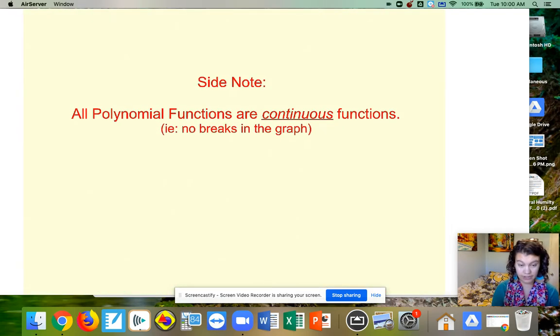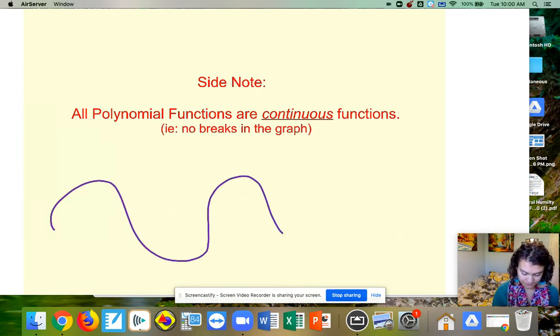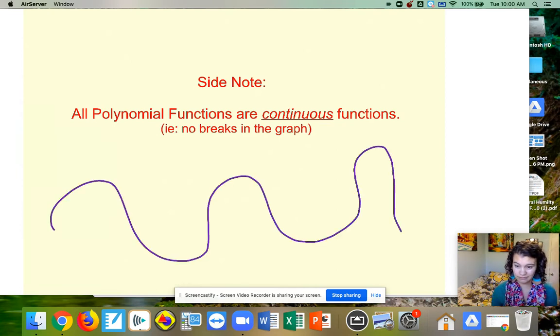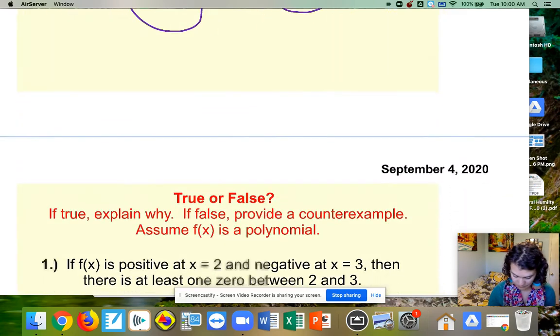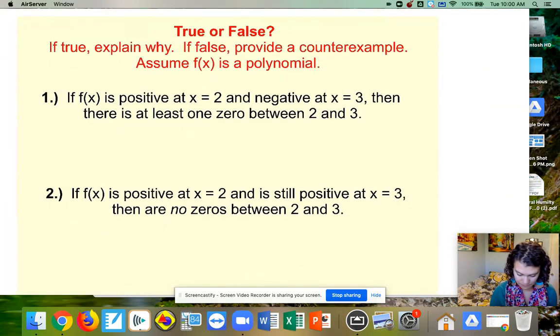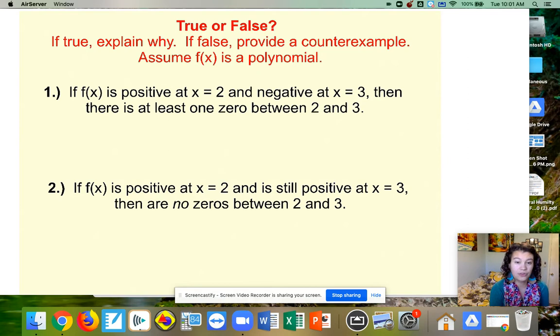A side note here, all polynomial functions are continuous. So it means there's no discontinuities, there's no holes. You could draw the whole thing without picking up your pencil. Okay, so some true or false here. Take a second, think about this, and then we'll talk about it.